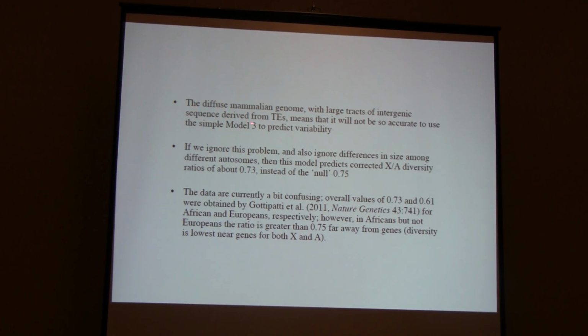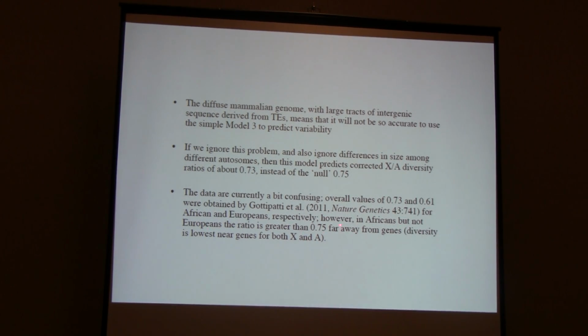Also, the mammalian genome is much more diffuse, large tracts of intergenic sequence, so it's not as easy to use model 3. But if we ignore that problem, and use model 3, I'm just being lazy here, the ratio is about 0.73 instead of 0.75. It's a much, much weaker effect than in Drosophila. How does that stack up against the data? Well, the data is a bit confusing as well. Overall, in a recent paper in Nature Genetics by Gottipati et al., it's about 0.73 for African populations, which again are the ancestral ones.